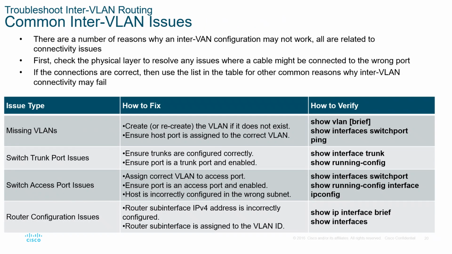So some common inter-VLAN issues can arise. There are a number of reasons why inter-VLAN configuration may not work. All are related to connectivity issues. First, you want to check the physical layer to resolve any issues where a cable might be connected to the wrong port. If your connections are correct, then use the list below in this table for other common reasons why connectivity may fail.